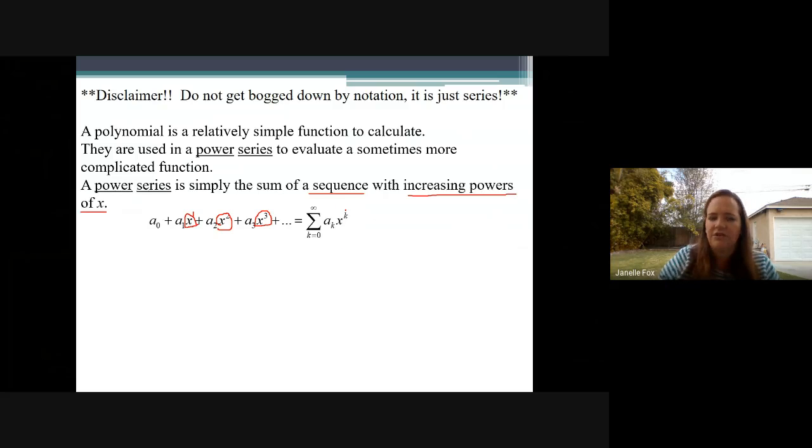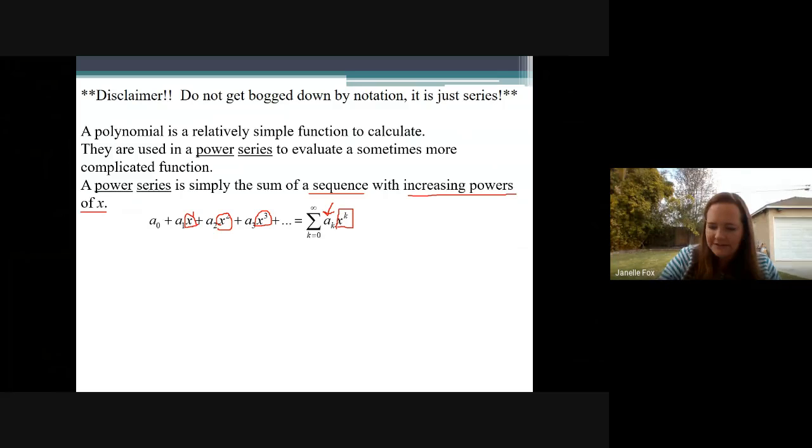And our sigma notation says we're going to take sigma from k equals 0 to infinity. So we're going to start with the 0 term and then go to infinity. And we're going to have some sort of a coefficient in the front, so a sub k, and then x to the k power. This is just a coefficient and it's going to have a pattern to it. This right here is just saying we're taking increasing powers of x.